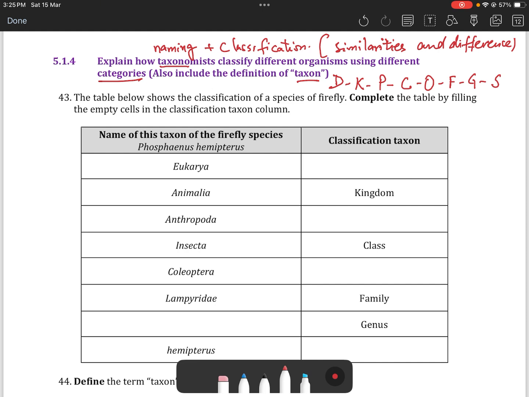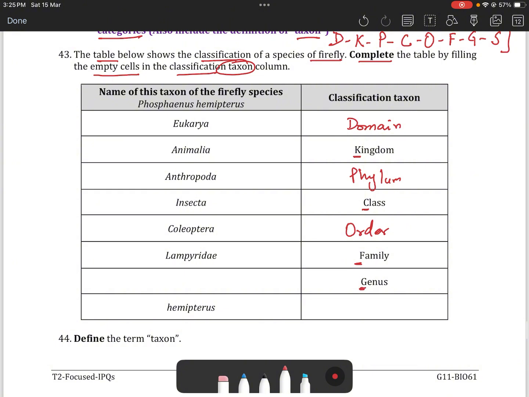First of all, there is a table that shows the classification of a species. That's a firefly. Complete the table by filling the empty cells in the classification of the taxon. There are eight taxons written up. Eukarya is the first one, the first taxon, of course, D for domain, K for kingdom, P for phylum, C for class, O for order, F for family, G for genus, and S for species. And species is the basic unit of classification.